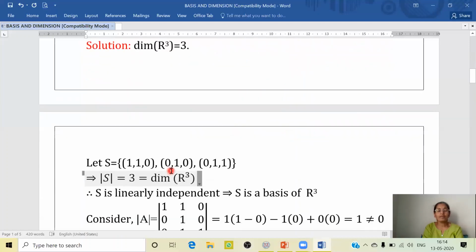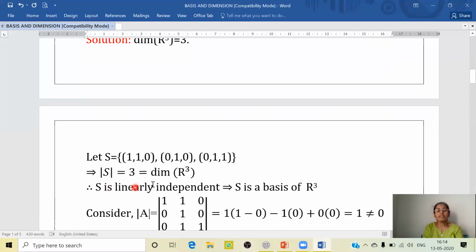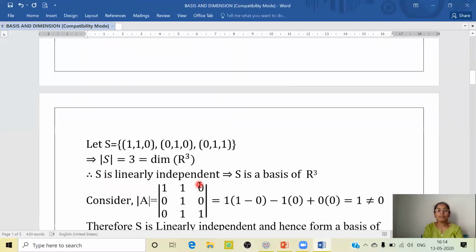Therefore, let us put those three vectors in the form of a set S. Cardinality of S is equal to 3, which is equal to the dimension of the vector space R cube. Therefore, by one of the above results, S is linearly independent and hence forms a basis of R cube.